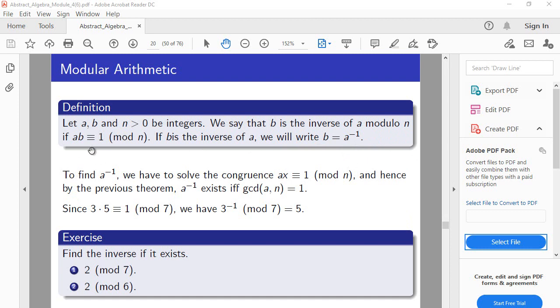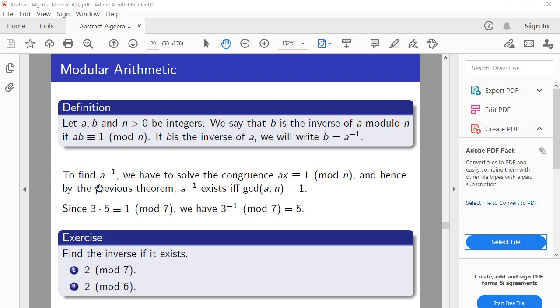Now notice that to find... okay, let me give you an example first. Since 3 times 5 is 1 mod 7, we see that the inverse of 3 mod 7 is 5. Okay. So since 3 times 5 is 1, the inverse of 3 is 5, modulo 7.